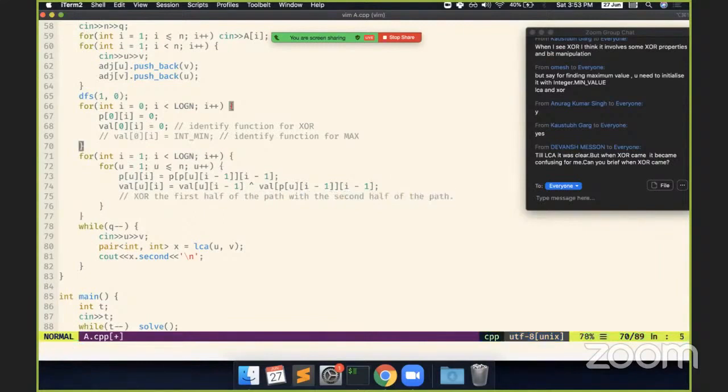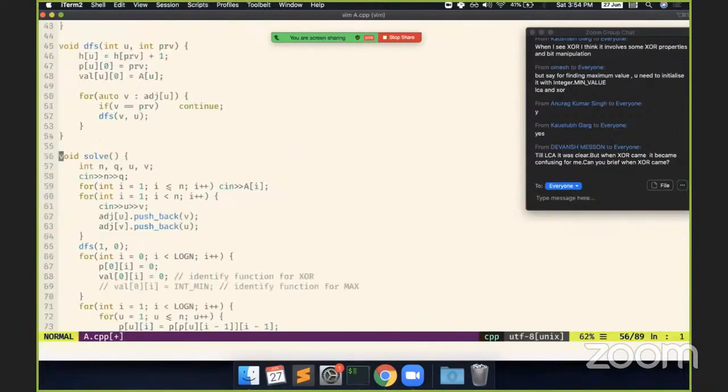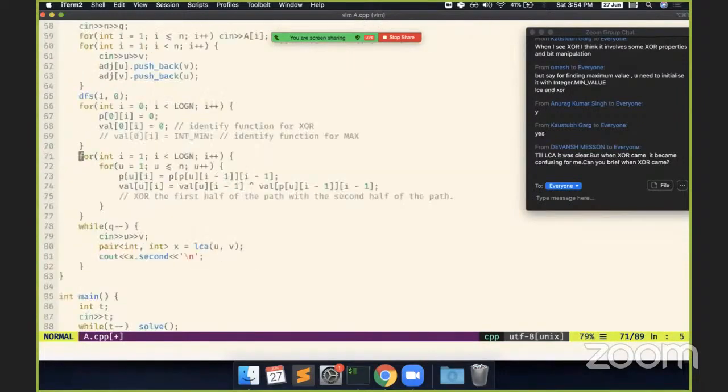And once you have XORed the two paths, the first path is easy, right? This is the value I minus one. This is the first half of the path. And this is the node that is the starting point of the second half. And then the entire thing is the second half. Once you XOR both of them, you have this value I array.